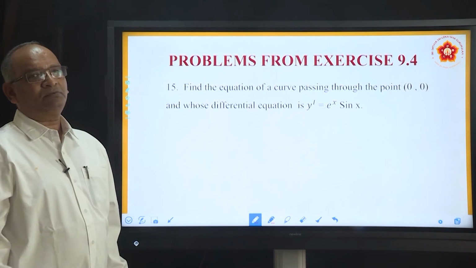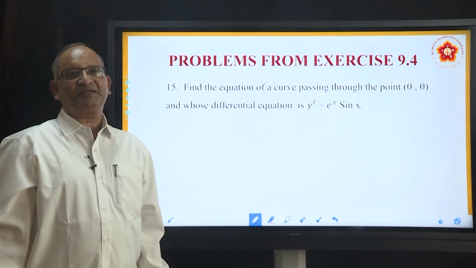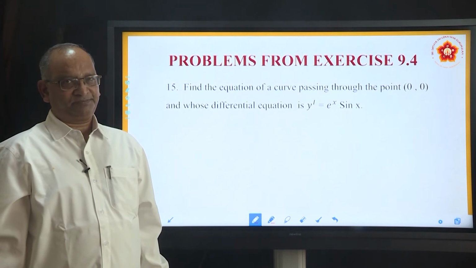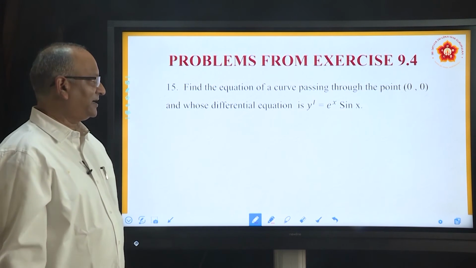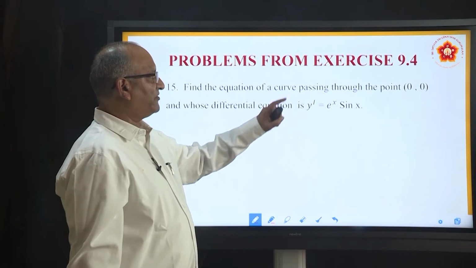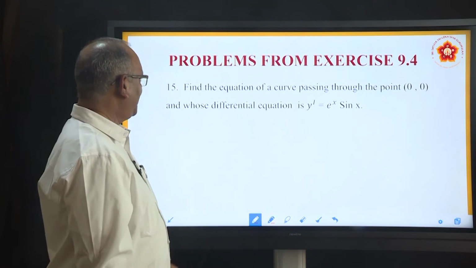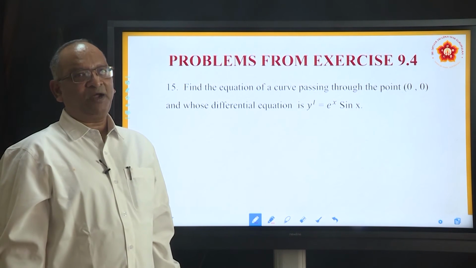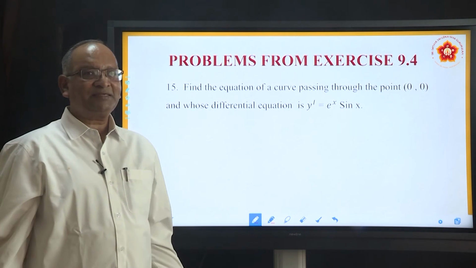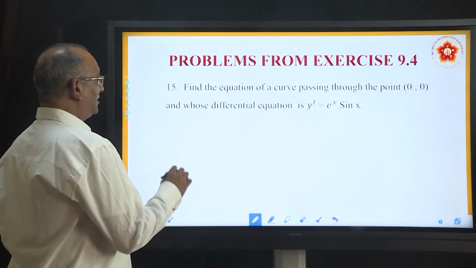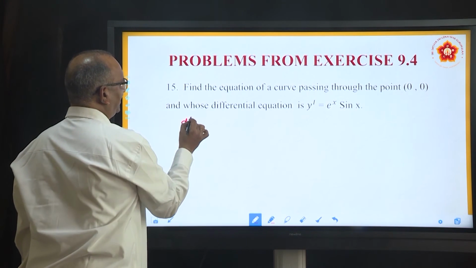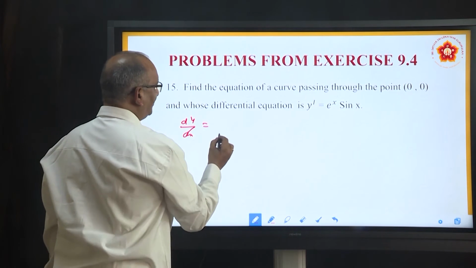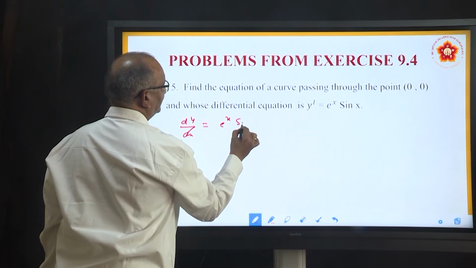Slowly we are coming to the application of these differential equations in solving day-to-day problems. Now let us see the first application problem. He says find the equation of a curve passing through the point (0, 0) and whose differential equation is this. What do you mean by y dash? Y dash is nothing but dy by dx. So the given equation is dy by dx equal to e to the power x sin x.